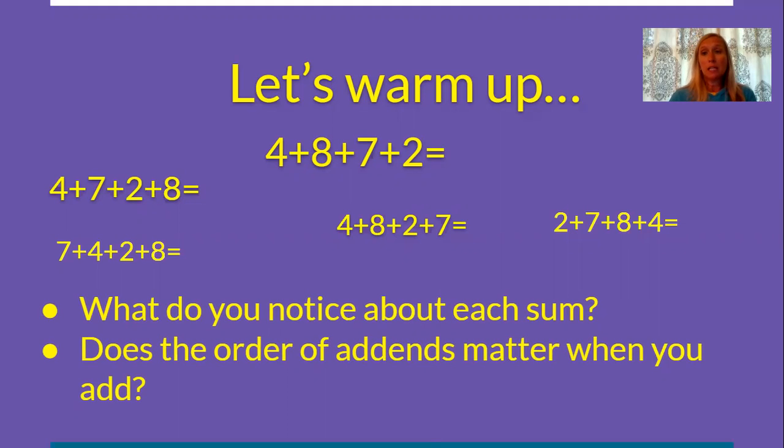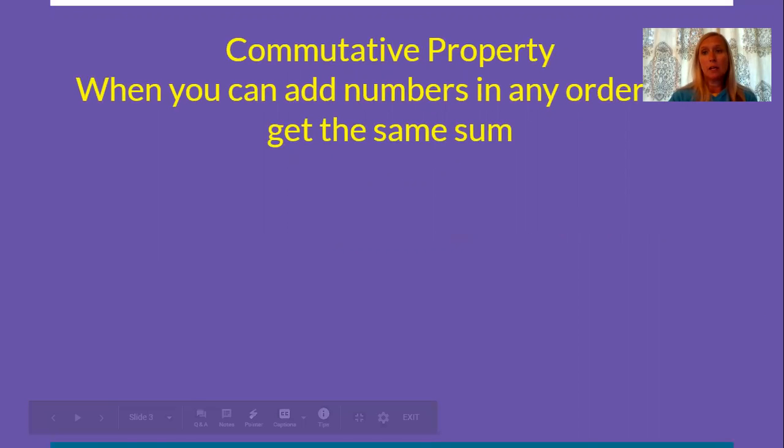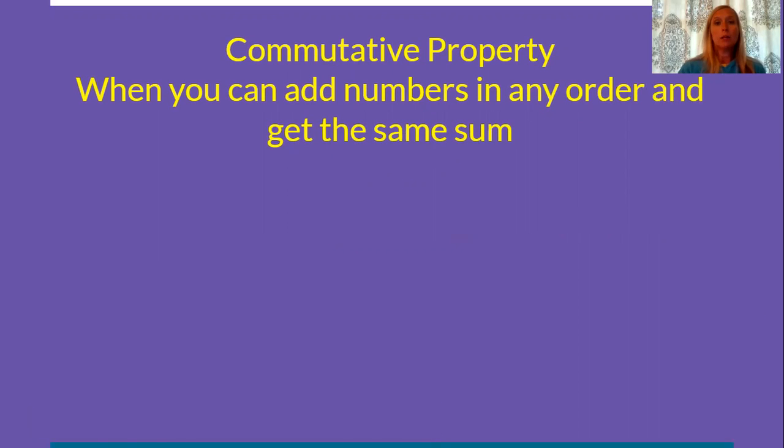So what do we notice about each sum? They all equal the same thing. Did the order of the add-ins matter when we added them together? Absolutely not. We can say 4 plus 8 plus 7 plus 2 equals 21. And then we could also say 4 plus 7 plus 2 plus 8 equals 21. It doesn't matter which way we add them up. Okay. Now, commutative property. What is the commutative property? Well, the commutative property is when you add numbers in any order and you get the same sum. So that's what we're going to be working on today.